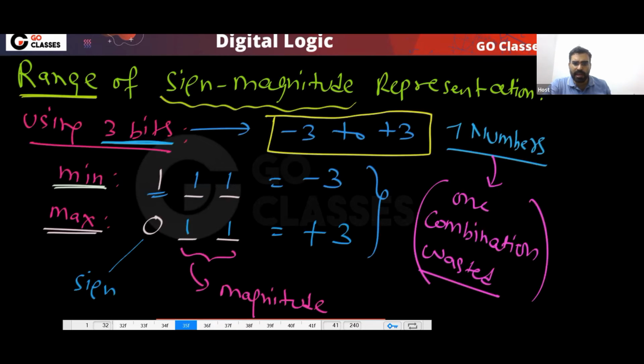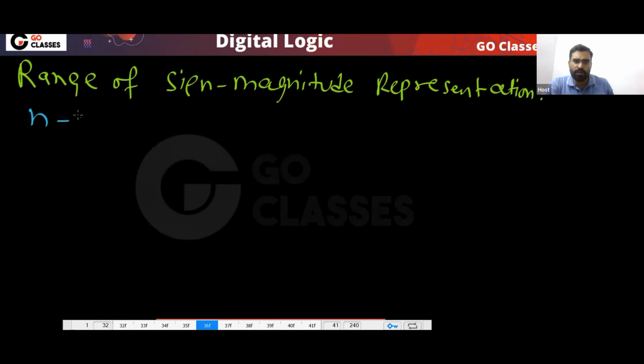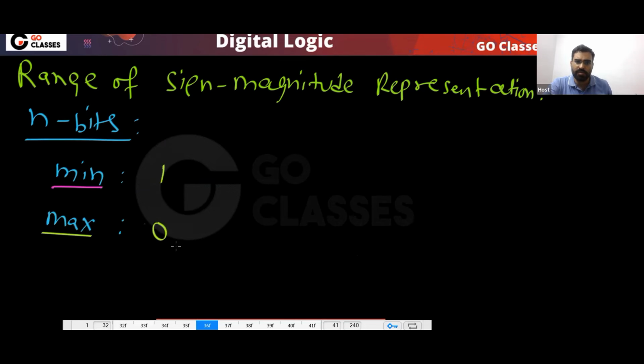Now tell me, what will happen for n bits? Using n bits, what is the minimum you can create and what is the maximum? Remember, maximum means the sign bit should be 0, and minimum means it should be 1, negative. So what is the maximum value you can get? The sign is 0, and all the rest you can put 1, 1, 1, 1. Total n bits, so how many ones do you have here? N minus 1 ones.